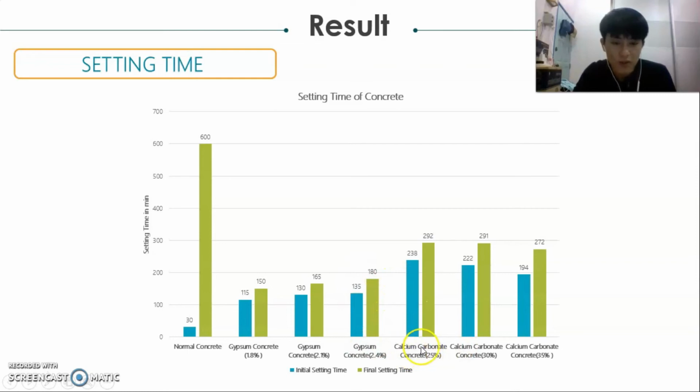Now we look at the calcium carbonate concrete. The first one, calcium carbonate concrete with 25% replacement, has 238 initial setting time and 292 final setting time. And the calcium carbonate concrete with 30% has 222 initial setting time and 291 final setting time. The last one, calcium carbonate with 35% replacement, has 194 initial setting time and 272 final setting time.